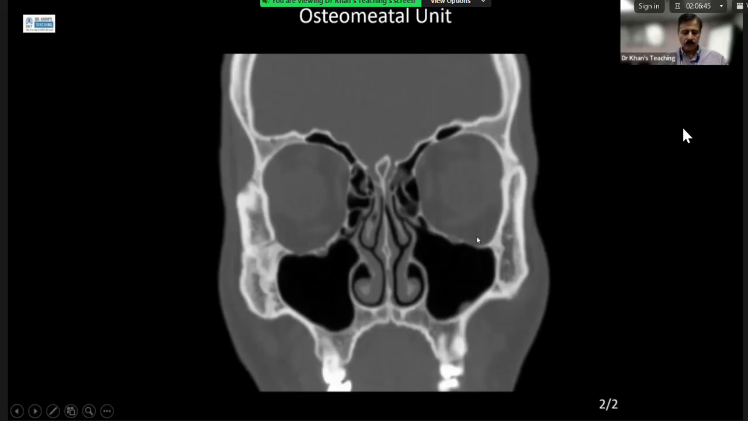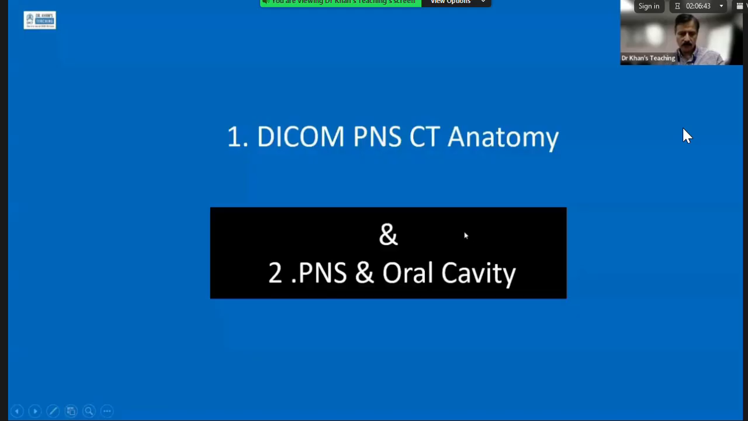Now, I think we take a 5-minute break here. When we come back, I will go through a DICOM of a paranasal sinus, which will consolidate this anatomy. So, 5-minute break now.